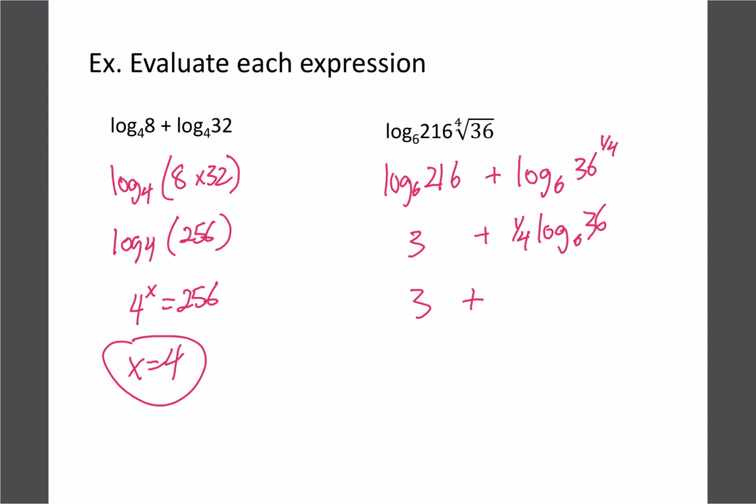Log 6 of 36 would be 2. 6 squared is 36. We'd have a 1/4 times 2. 1/4 times 2 is a half. So we'd have 3 plus a half, which would give us 3.5, or we could write it as a fraction as 7/2. And that's it.